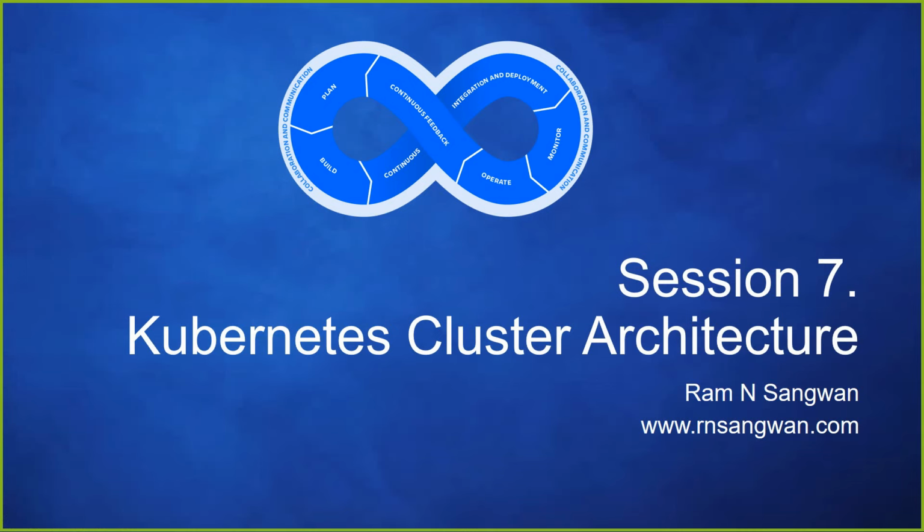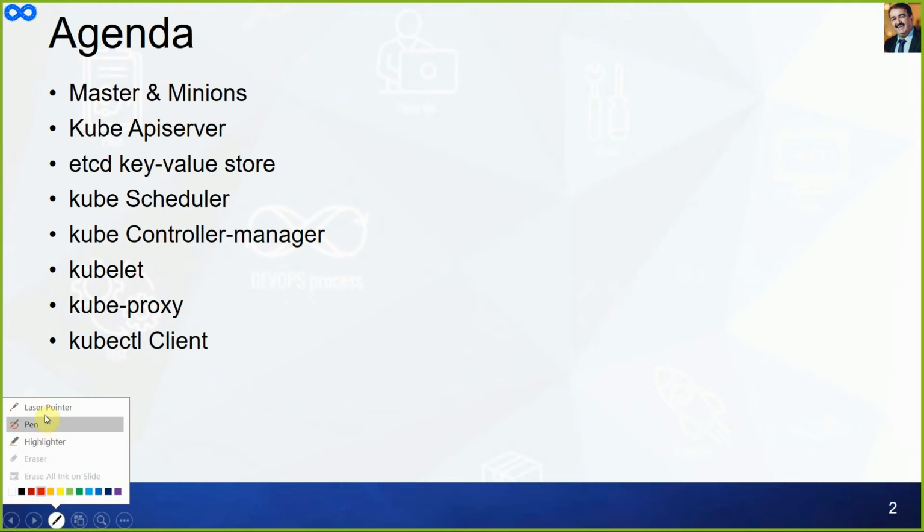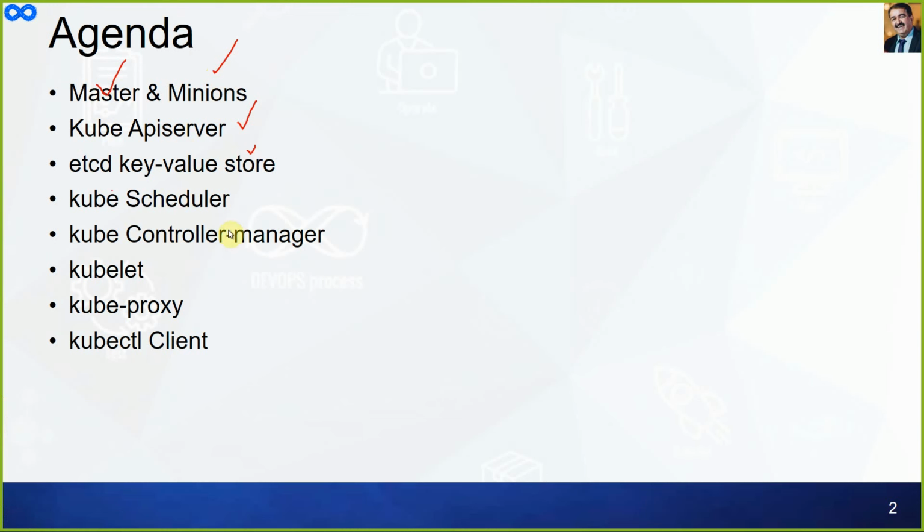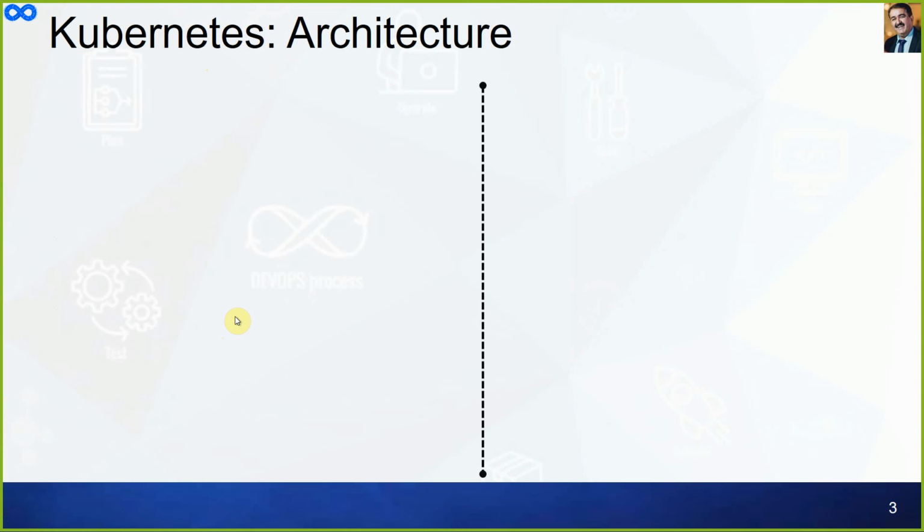Session 7, Kubernetes Cluster Architecture. In Kubernetes, we have masters and minions, Kube API server, etcd key-value store, Kube scheduler, Kube controller manager, Kubelet, kube-proxy, and kubectl command line utility. Let's understand the importance of each one of these in detail.